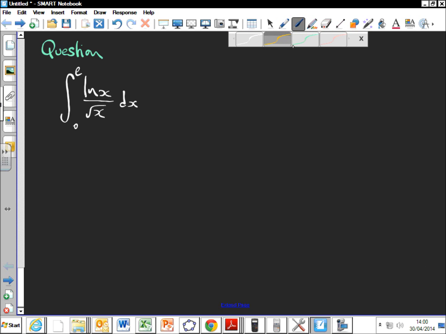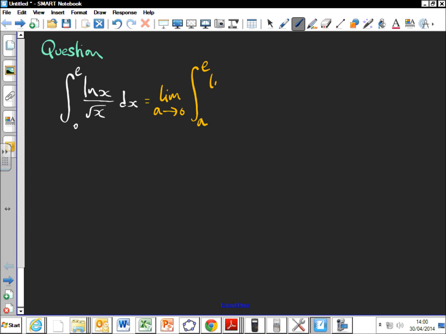Improper, yeah? Why? Root x can't be 0, that's possible. So it's the 0 on the bottom. So we're going to let A tend towards 0, yeah? Put the A on the bottom. Now this one's going to be a little bit harder to integrate, as you can probably see.